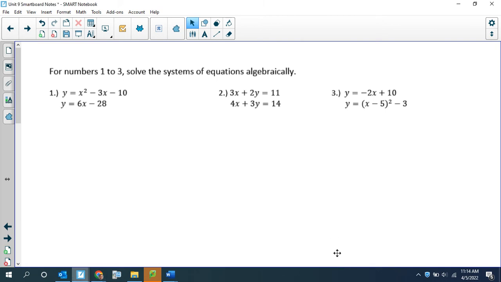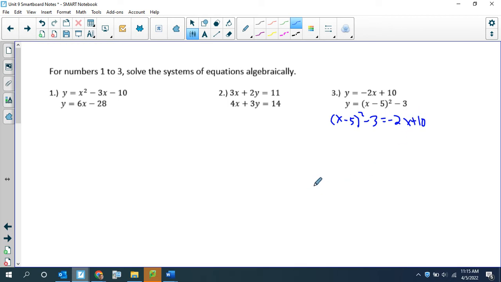Alrighty, we are on page 23, and I'm going to look at number 3 here. And this one's a little different because we have the parentheses squared in the systems. As before, we just had our regular standard form and a line. So we are still going to set them equal to each other because they are both equal to y. So I'm going to write this as (x minus 5) quantity squared minus 3 equals negative 2x plus 10.